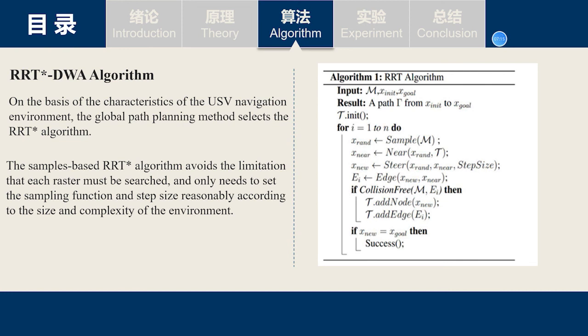RRT constructs a search tree by using random forward sampling and then searches the tree to get the path. The specific process is as follows. After adding the start and goal to the random tree, a position is sampled randomly in the space. The nodes in the tree are traversed and the node nearest to the random position is selected. On the premise of satisfying the constraints, the node grows in the direction of the random point with a certain step until it reaches the target.